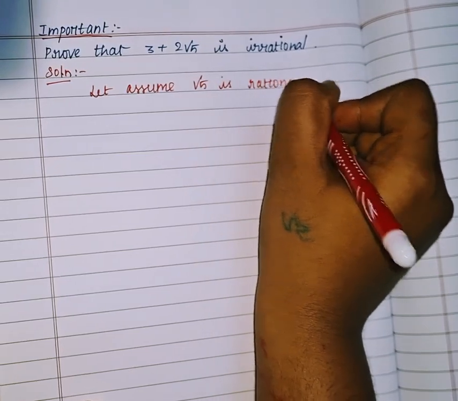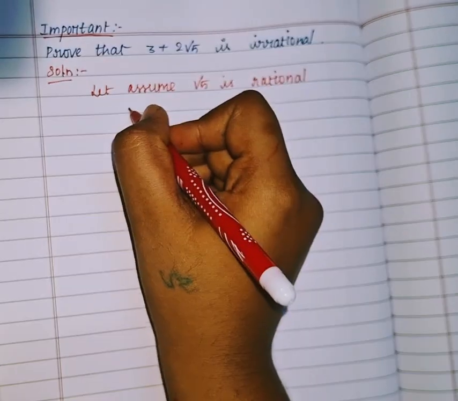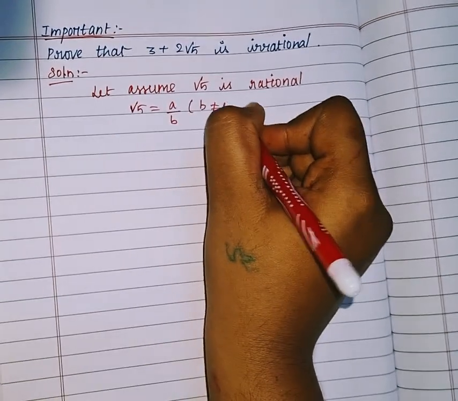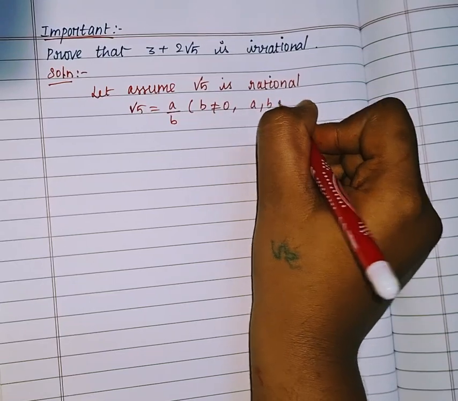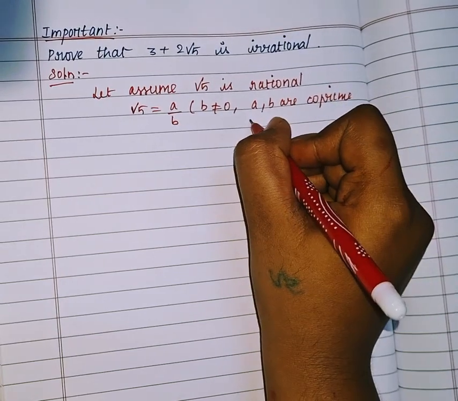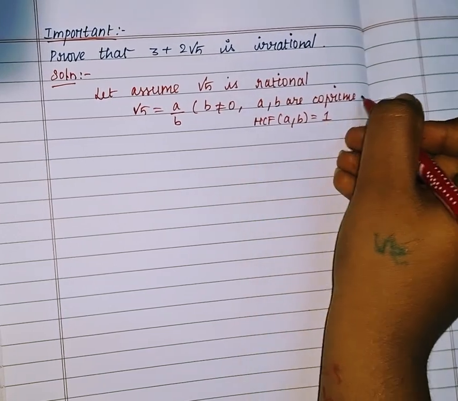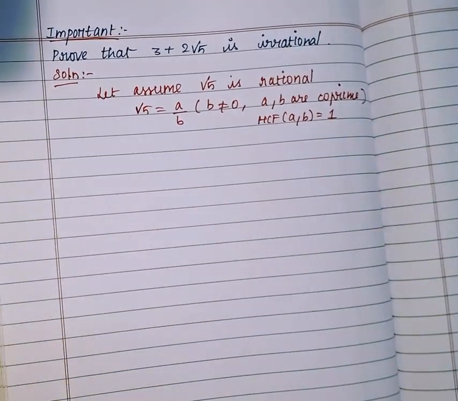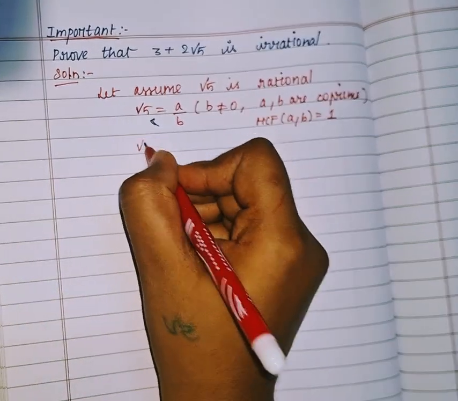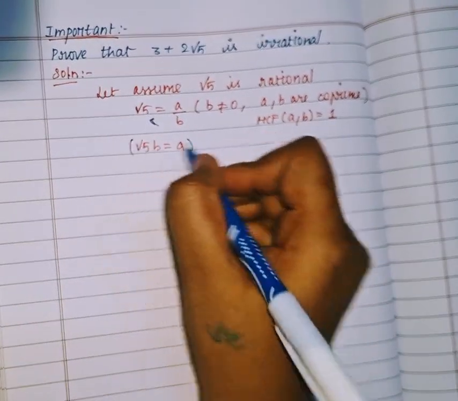We know that rational numbers always exist in p by q form where q is not equal to 0. So root 5 is equal to a by b where b is not equal to 0 and a, b are co-prime as they have 1 as the common factor. So we must multiply this b with root 5. So we'll get root 5 b is equal to a. Let us assume this as equation 1.